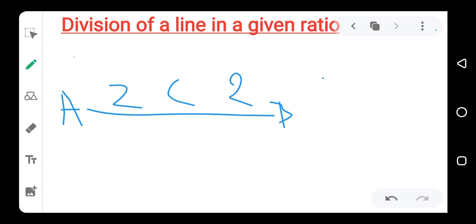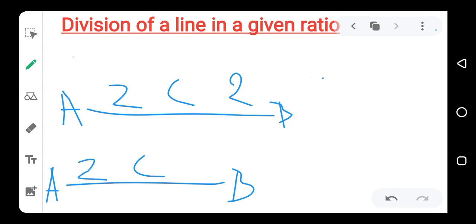Now, in today's lesson, we want to study a case where the division is not equal, in which case we have something like A, B, C, where this side may be 2 and this side is 3. So what is the formula that you can use to find the coordinates of C in this case, where the line is not divided into two equal halves? That is what we are learning today. Division of a line in a given ratio.